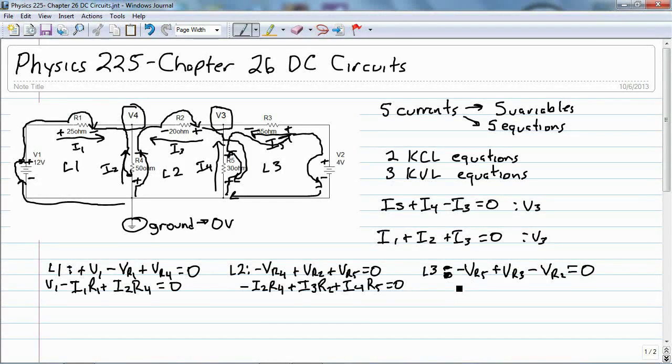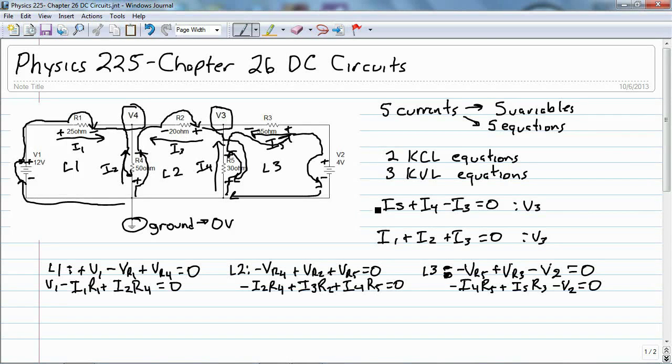And changing this into currents and resistances, minus I4 R5 plus I5 R3 minus, it shouldn't be VR2, it should just be V2, sorry about that. Got so used to writing R's. Minus V2 equals 0. And now I have 5 equations and 5 unknowns, and I just need to solve those.